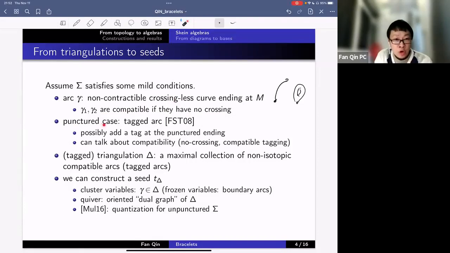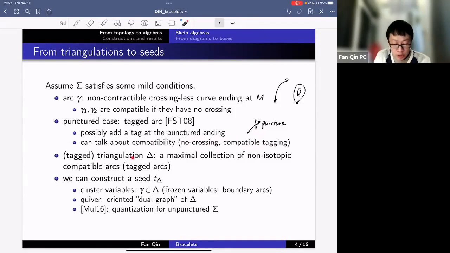And we also have the notion called the punctured case, if the surface has punctures. I think Fomin, Shapiro, and Thurston introduced the tagged arc. So a tagged arc is something where, if you have a puncture inside the surface, sometimes you want to add a small tag here to say that this is something different. That is not important for us. You just know that there are some more arcs. And we can also talk about compatibility, which means that there is no crossing, and one has to define what we mean by compatible tagging at the puncture.